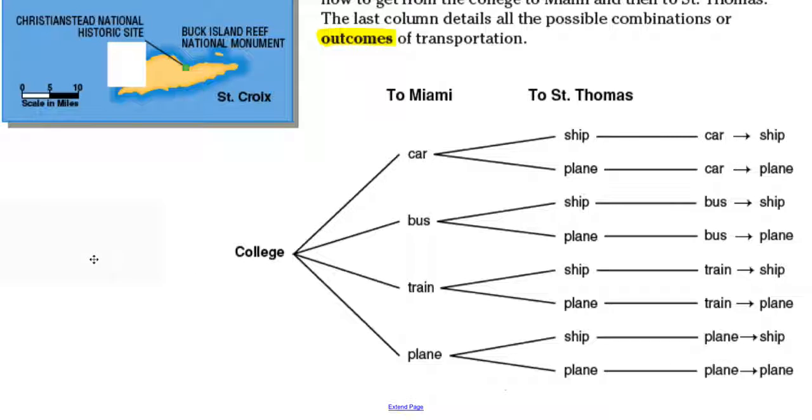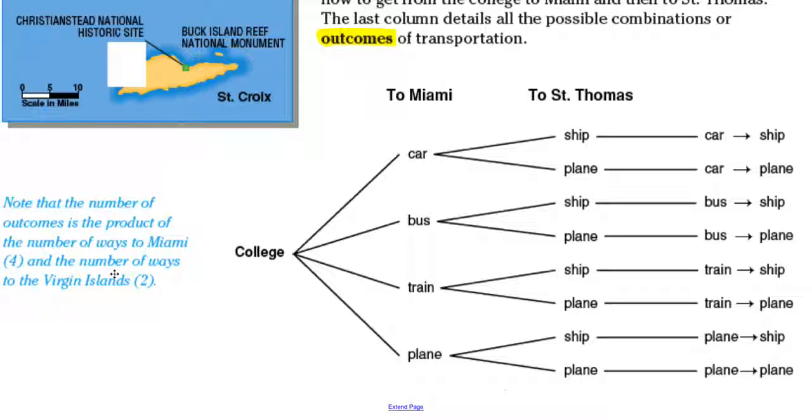for this to take place. Notice that the number of outcomes is the product of the number of ways to Miami, 4, and the number of ways to the Virgin Islands, 2. So with the tree diagram, you can also know that there are 4 ways to get to Miami, and there are 2 ways to get to St. Thomas. Multiplying 4 times 2 will give you 8.